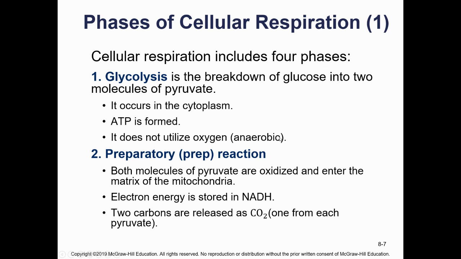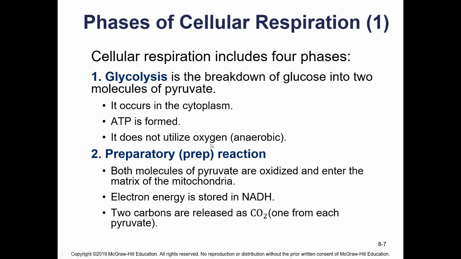So our phases of cellular respiration, we actually have 4 steps in cellular respiration. The first one is glycolysis, where we break down glucose into 2 molecules of pyruvate. So glucose, C6H12O6, has 6 carbons. Pyruvate has 3 carbons. So we're just going to split our glucose into 2, and we're going to take away 2 of those hydrogens. In this process, we form some ATP.